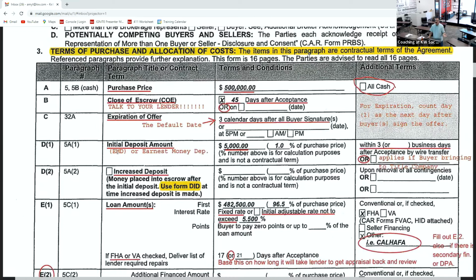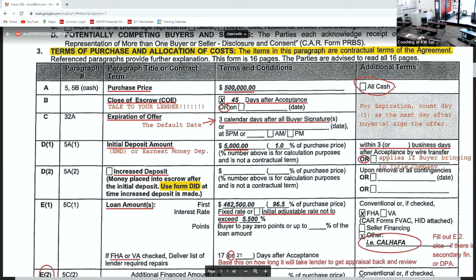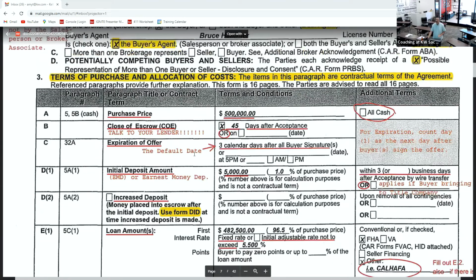Let's see, initial deposit amount. Let's see, hold on. Got kicked out of the meeting, now I need to let back in. All right, let me go check that. All right, you guys should be back in now. All right.